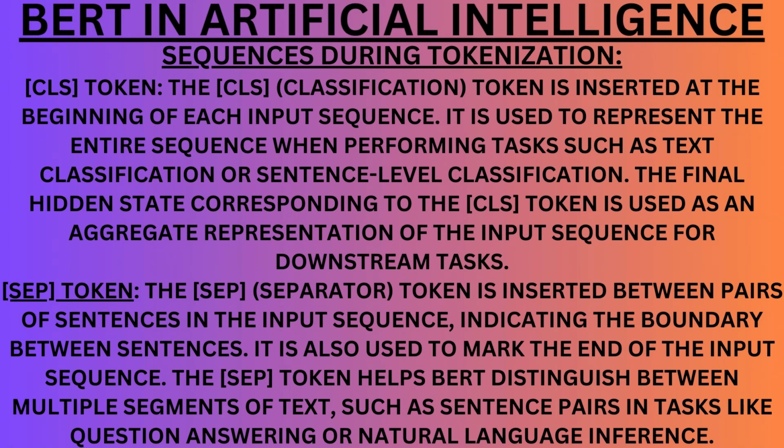CLS token. The CLS, classification, token is inserted at the beginning of each input sequence. It is used to represent the entire sequence when performing tasks such as text classification or sentence-level classification. The final hidden state corresponding to the CLS token is used as an aggregate representation of the input sequence for downstream tasks.